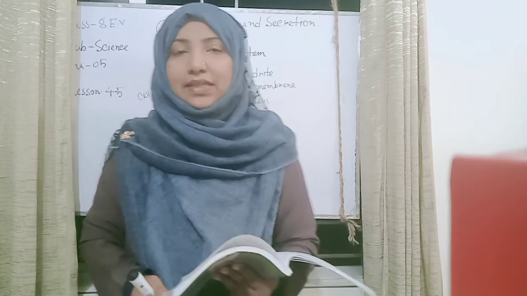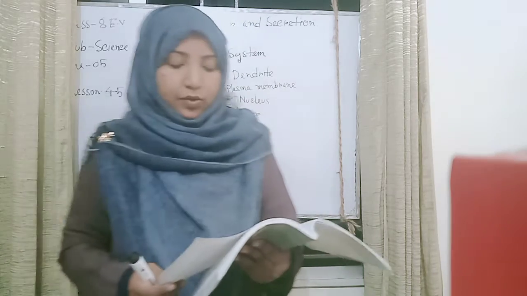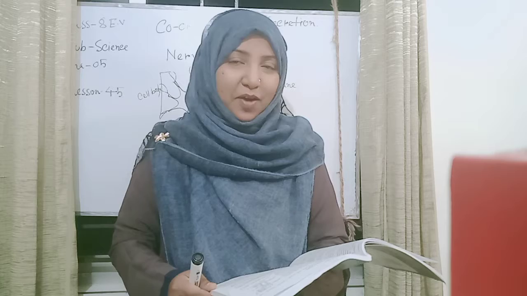I hope everyone is okay. In the previous class, we started our next chapter, Chapter 5, Coordination and Secretion. In the previous class, we also explained coordination in plants, lessons 1 to 3. My dear students, today I have selected our main topic, which is the nervous system.